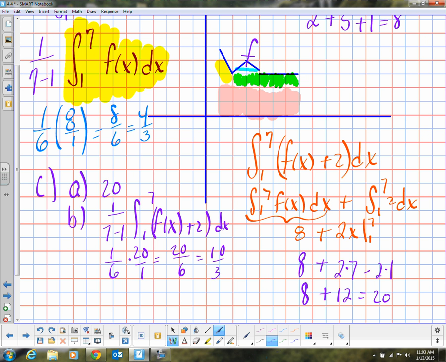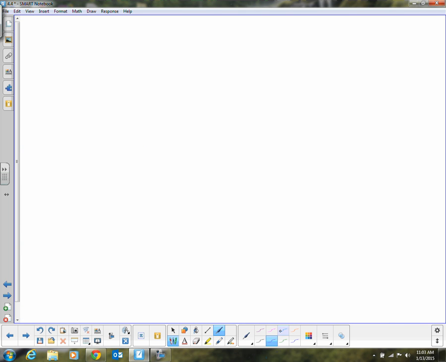Okay, Eugene. Number 49. 49. Ooh, find the value C guaranteed by the mean value theorem. All right. So mean value theorem says, and what did they give us? Secant. Okay.